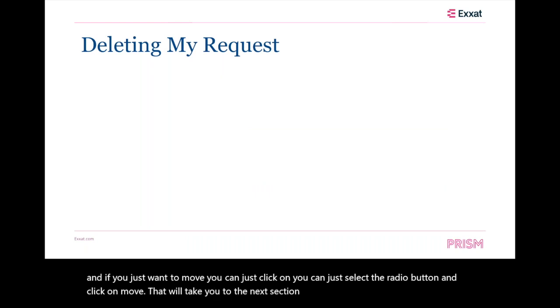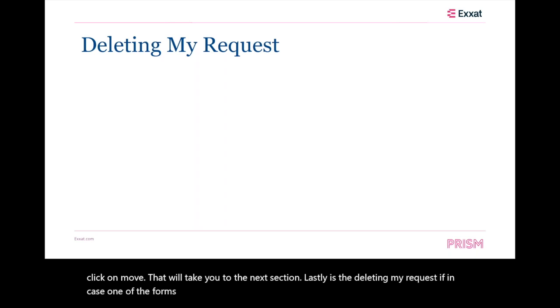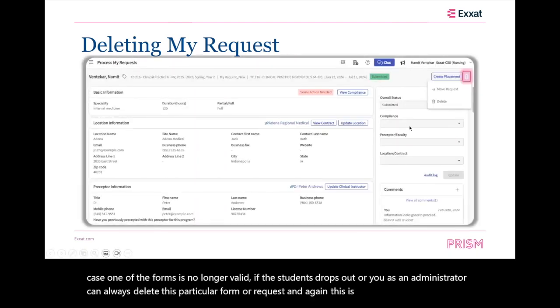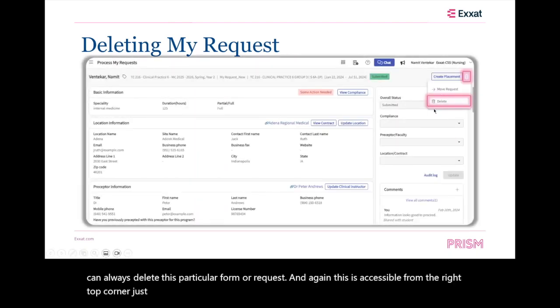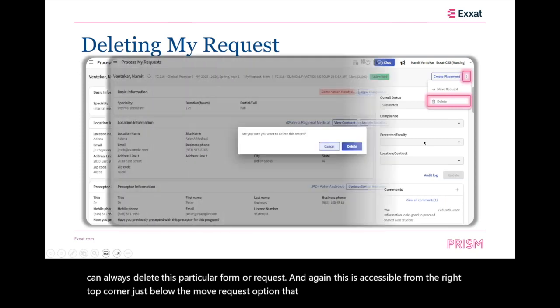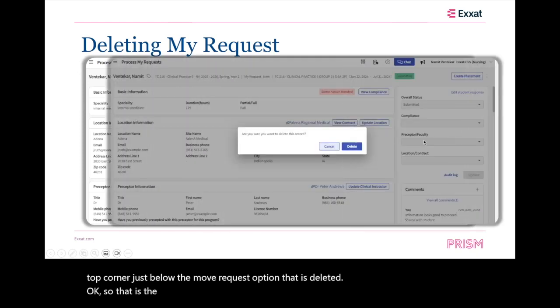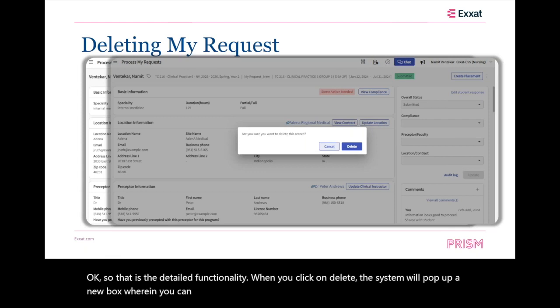Lastly is deleting my request. If one of the forms is no longer valid, or if the student drops out, you as an administrator can always delete this particular form or request. This is accessible from the right top corner just below the move request option, that is delete. When you click on delete, the system will pop up a new box wherein you can select if you want to proceed with delete or cancel that request.